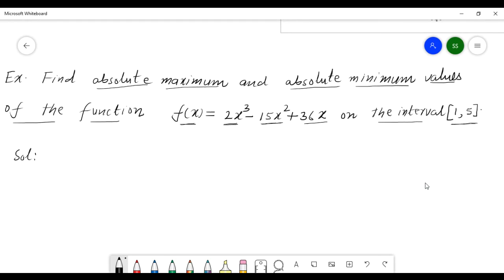What to do first? Of course this function is a polynomial function, so it is differentiable everywhere on this interval. It is continuous and differentiable everywhere.